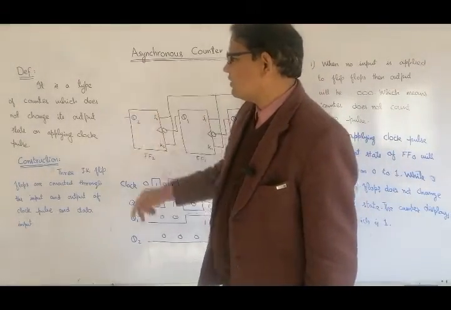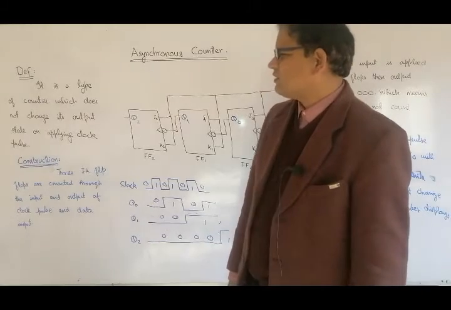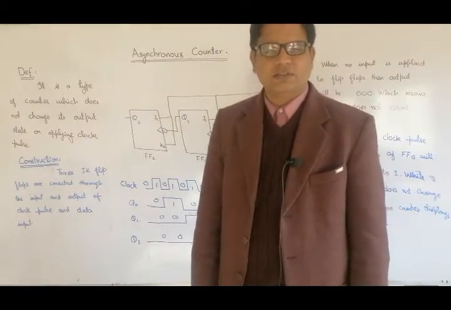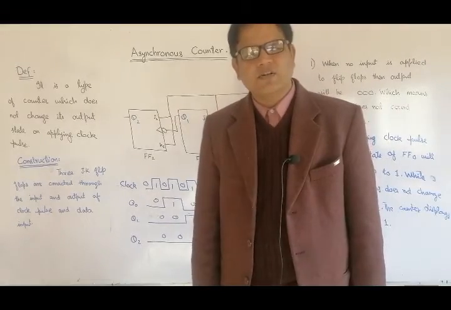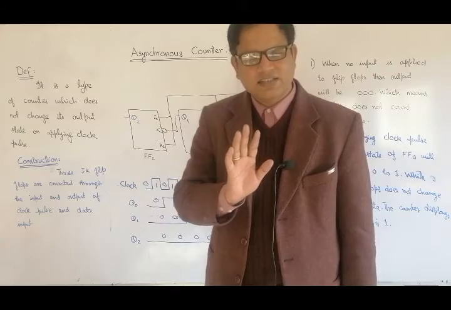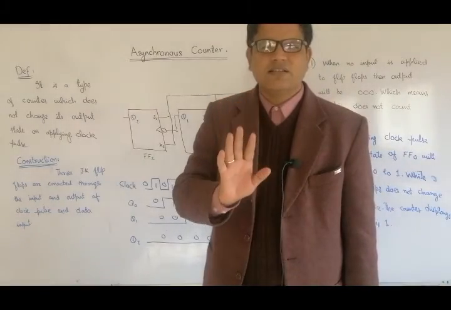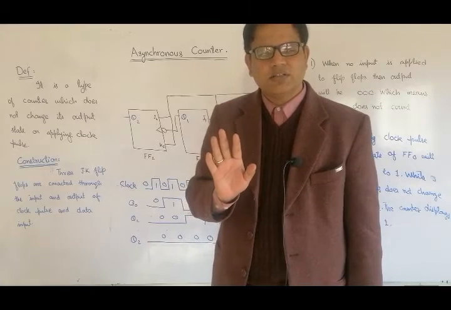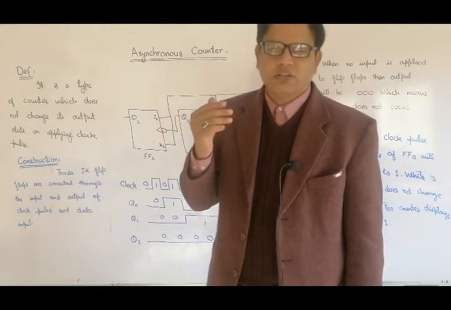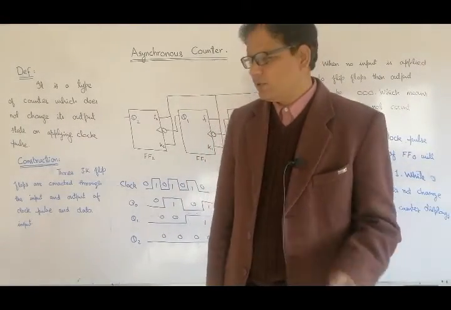Here is the definition of the asynchronous counter. It is a type of counter which does not change its output state on applying the clock pulse. On providing the clock pulse, such a counter does not change its output state. That's why it is known as the asynchronous counter. And what is the synchronous counter? The synchronous counter is totally opposite to it. The synchronous counter changes its output state on applying the clock pulse.